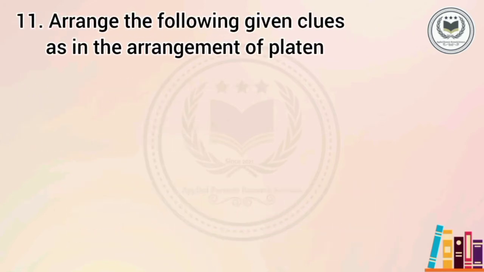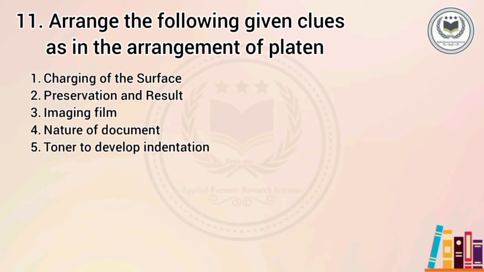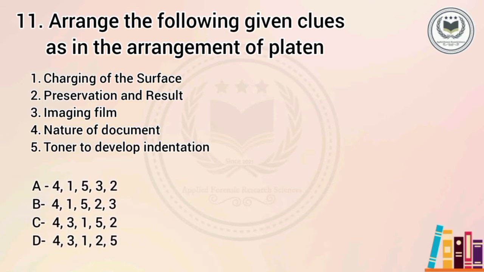Now the next question is question number 11. Arrange the given clues as in the arrangement of the platen. Here 5 steps are given, we have to arrange them. First, charging of the surface. Second, preservation and result. Third, imaging film. Fourth, nature of document. And fifth, toner to develop indentation. The options are Option A 4 1 5 3 2, Option B 4 1 5 2 3, Option C 4 3 1 5 2, Option D 4 3 1 2 5.